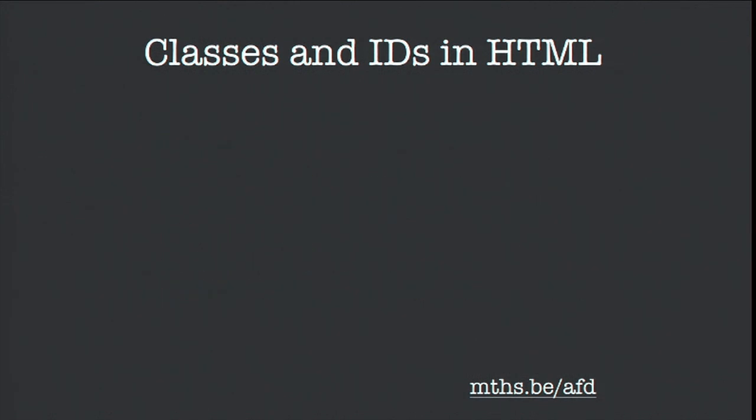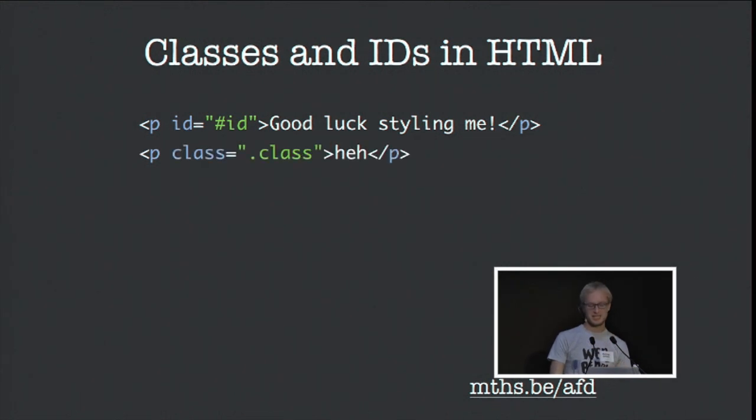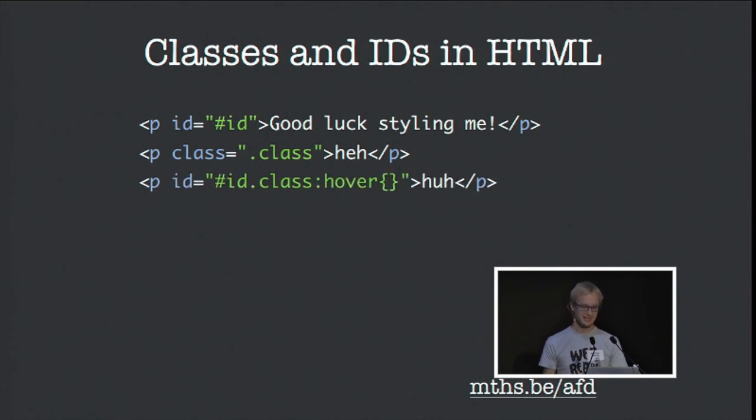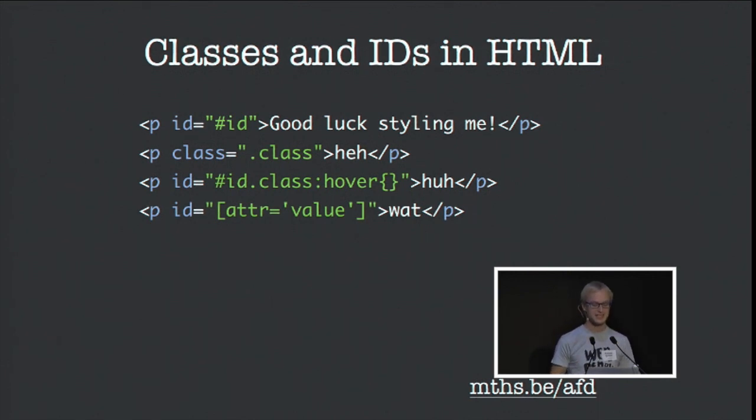This also means that we can do stuff like this, where you give an element an ID of #ID, or let's say a class of .class. Or you could even combine the two and add hover braces at the end, or even use a value that resembles an attribute selector. You see where this is going, right? All these classes and IDs already look like they're a CSS selector. So how would you write a CSS selector to select these elements based on these IDs and classes?